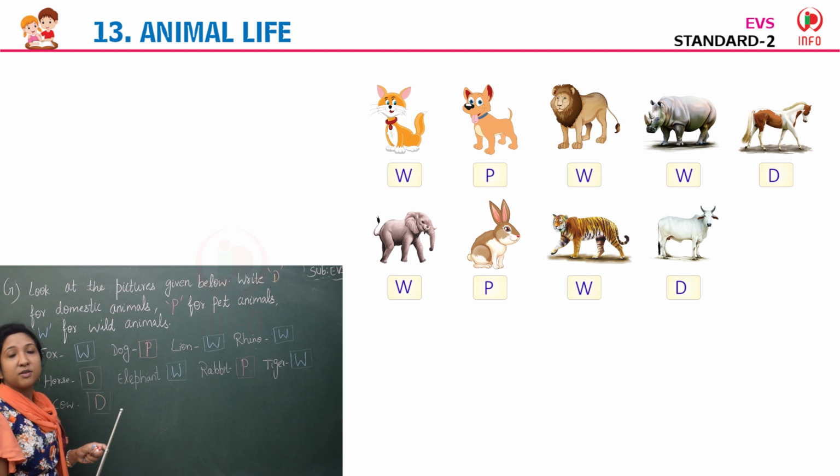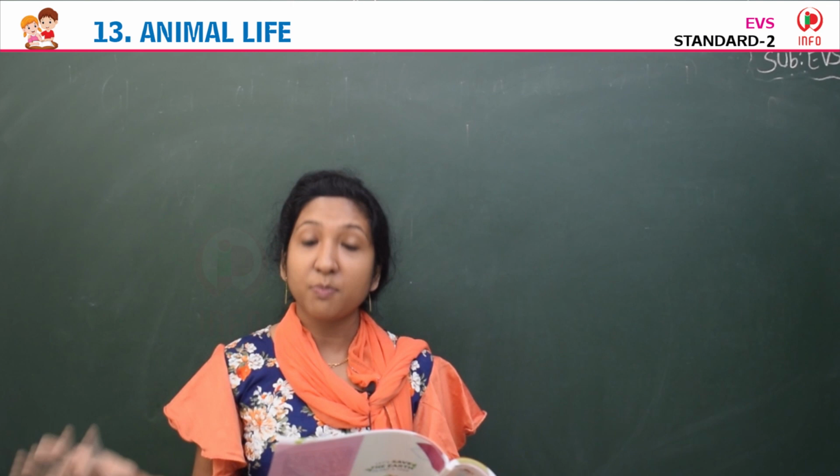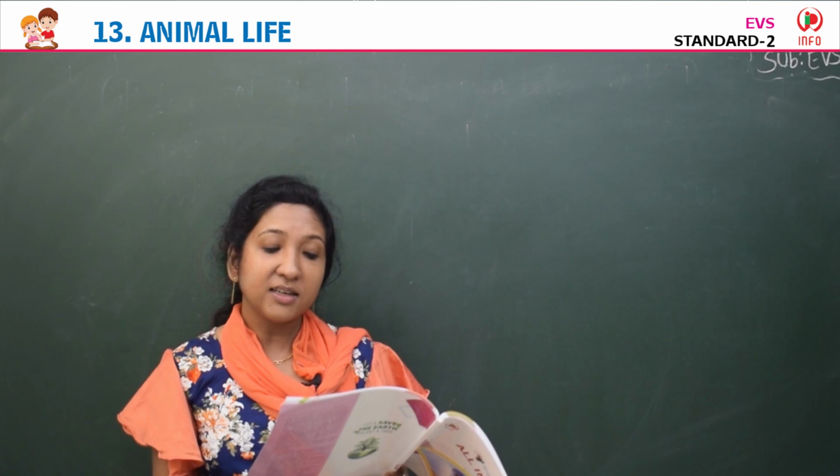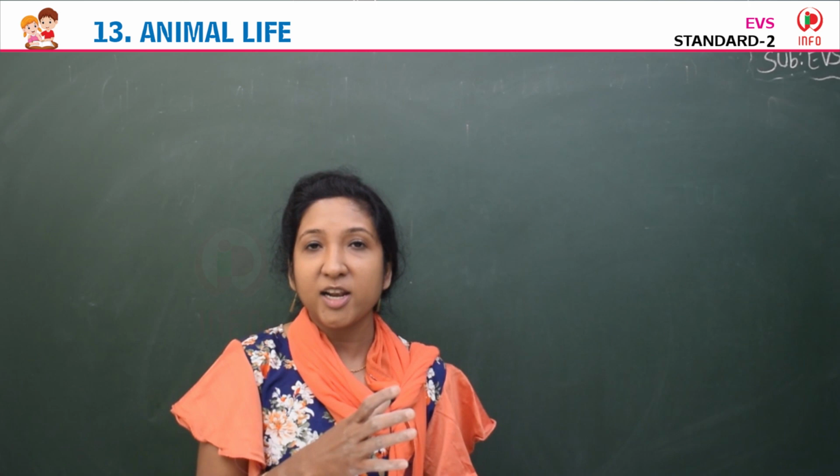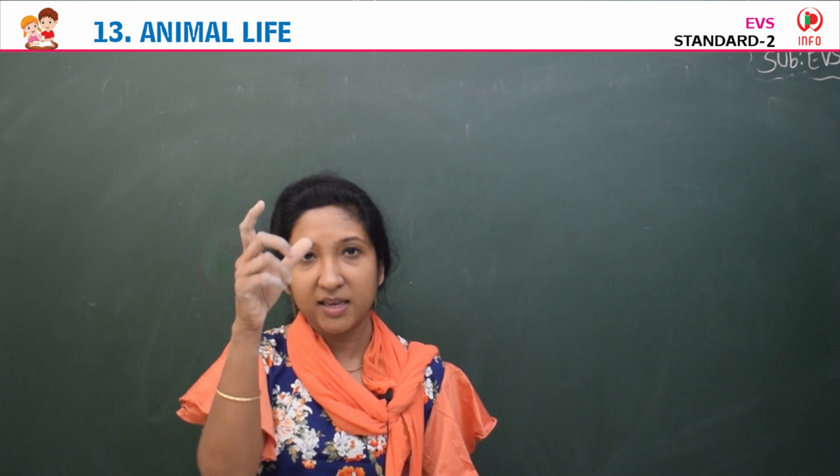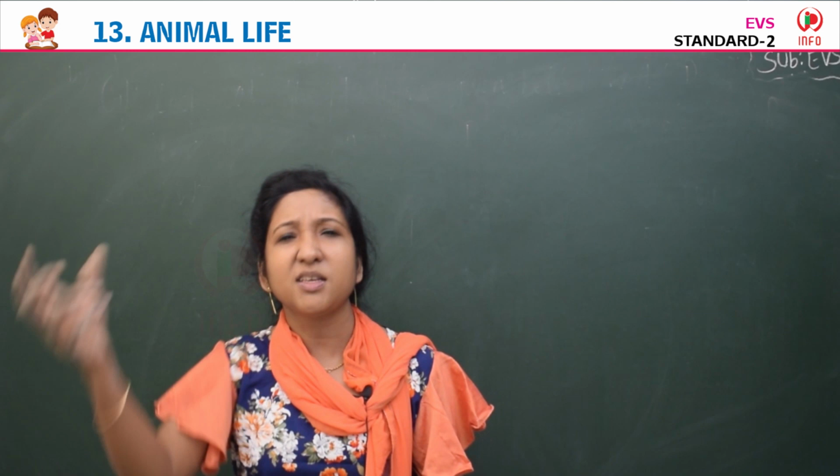Next is project work, so let us see what is there for your project. First one, make a list of domestic animals and wild animals. Just make a list of the domestic animals whose names you know first. Then make a list of wild animals also. Then just write the names.